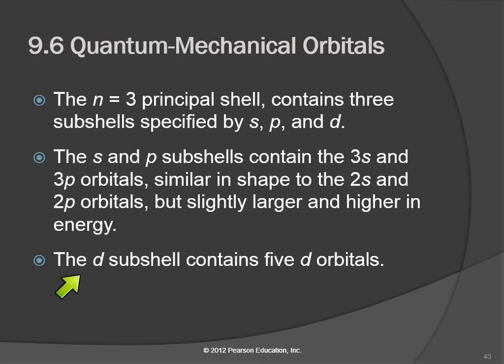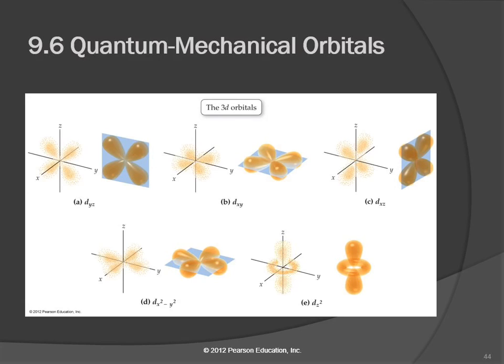You go to the D subshell, the D room, that has 5 D orbitals. That has 5 electron beds. This is what the D orbitals look like. You thought the P's were strange. I'm not going to test you on this. I'm not even going to waste breath talking about it. They're weird.